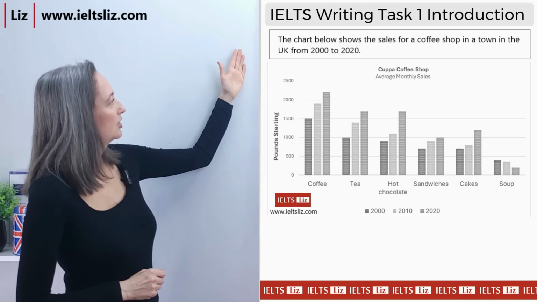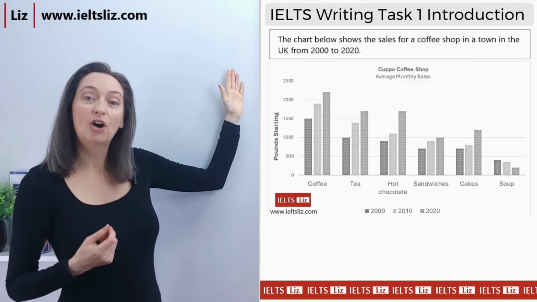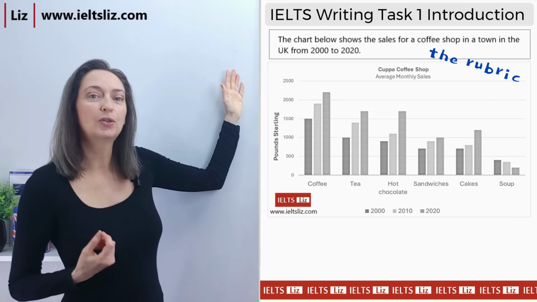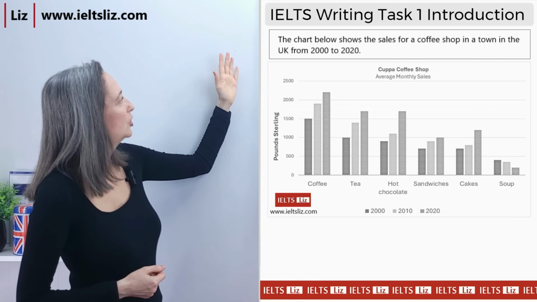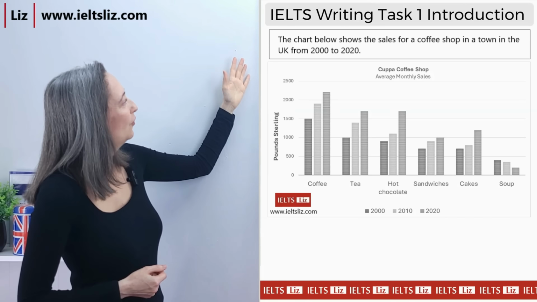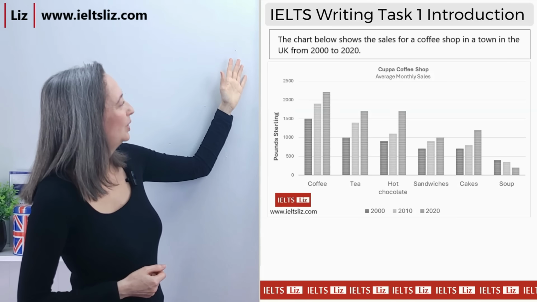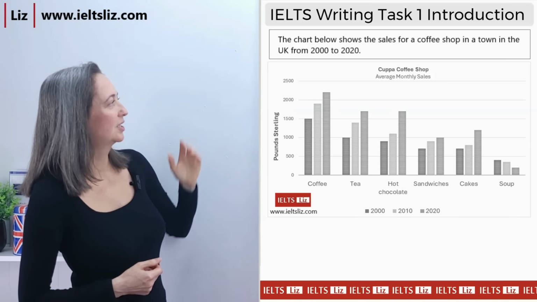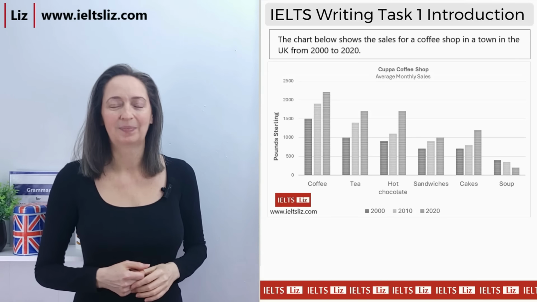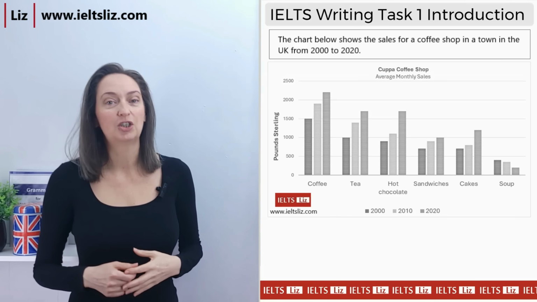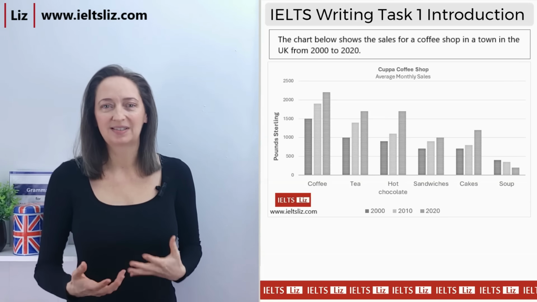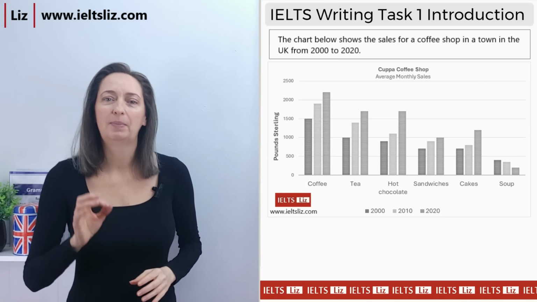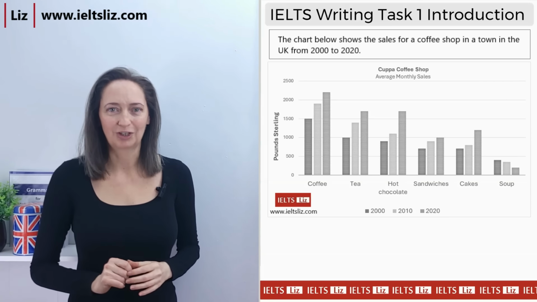Now, as you can see, there's a description above the chart, and IELTS will always give you that. It's called the rubric. So let's have a quick look. The chart below shows the sales for a coffee shop in a town in the UK from 2000 to 2020. Now, most teachers will tell you the first thing to do is just paraphrase the description. But actually, the first step is going to be looking at what information we don't put in the introduction.